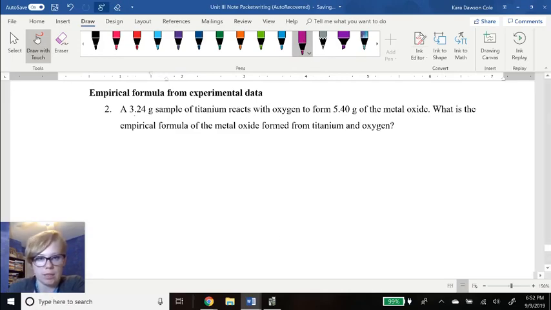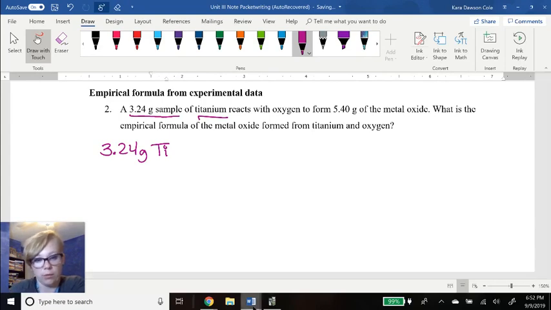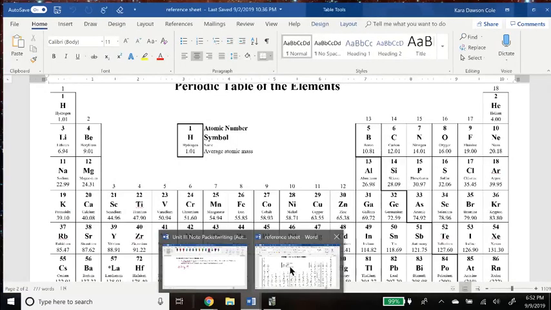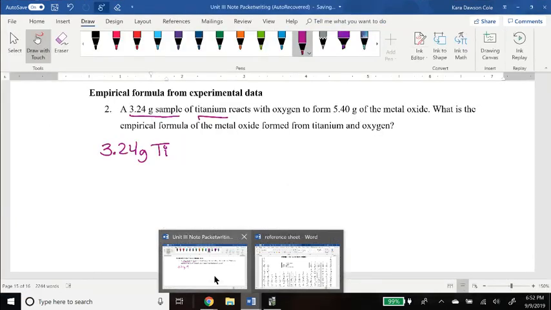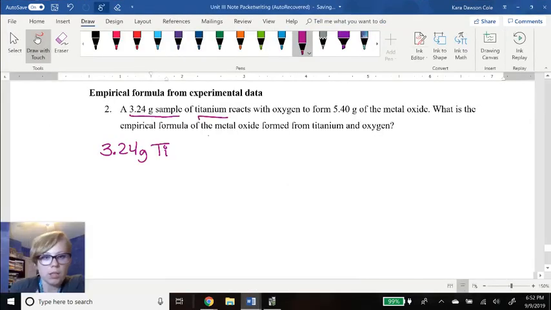Now, this says that I've got a 3.24 gram sample of titanium, so I've got Ti. I know it's Ti because if you don't know it's titanium, you can go and look at the periodic table. Titanium is number 22, so it is Ti. Okay, so I'm going to write down my mass for that.